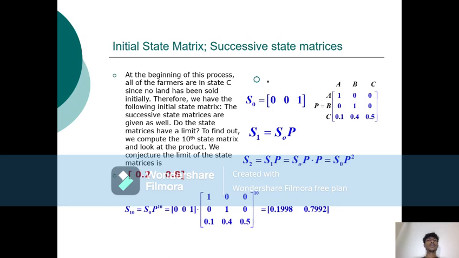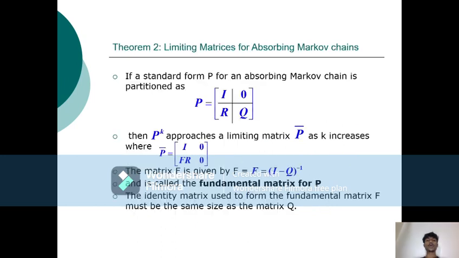Initial state matrix. At the beginning of this process, all the farmers are in state C since no land has been sold initially. Therefore, we have the following initial matrix. The successive state matrices are given as well. Do the state matrices have a limit? To find out, we compute the 10th state matrix and look at the absorbing Markov chain.